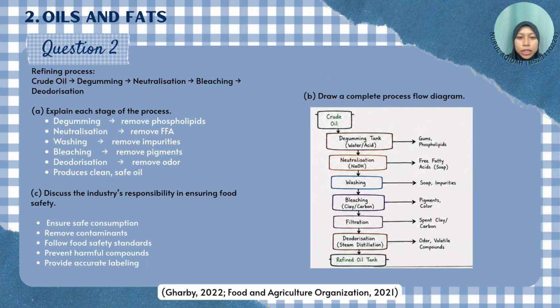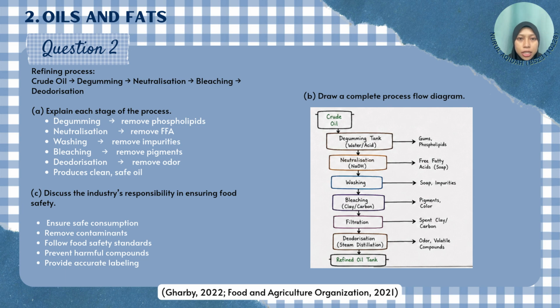Alright, now for the refining process. So basically, crude oil goes through several steps to remove impurities. It starts with degumming, followed by neutralization, washing, bleaching, and finally deodorization. As you can see, each stage improves the quality and safety of the oil.